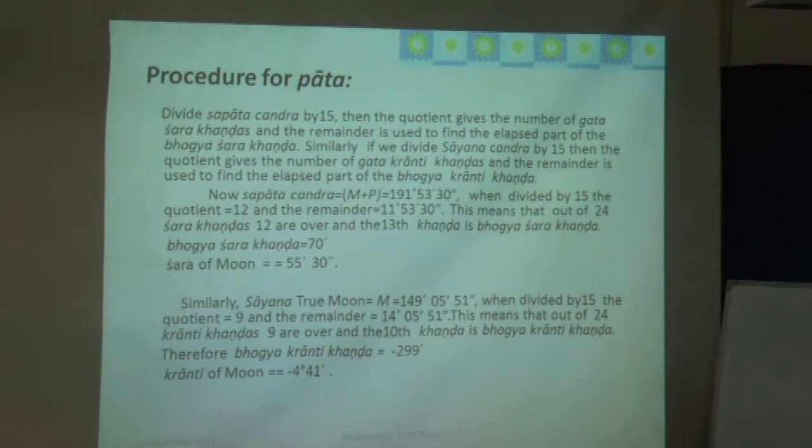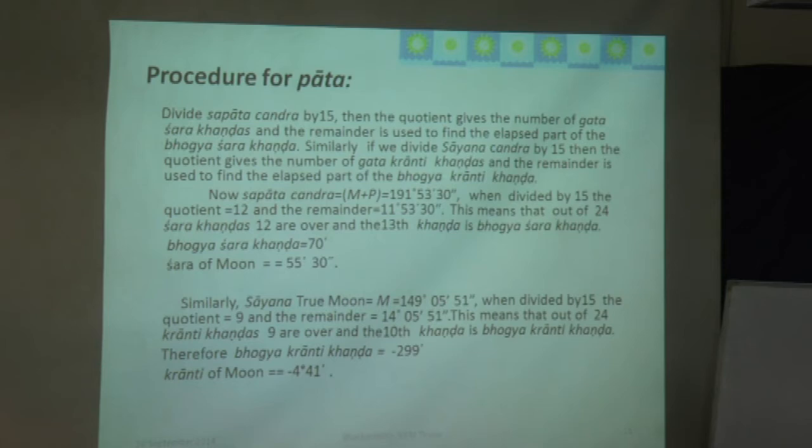The Bhoga Sharakanda we get as 70 minutes, and the Shara of the moon we get as 55 minutes 30 seconds. Similarly, the Sayana true moon is divided by 15 and then we find the Bhoga Krantikanda as well as the Kranti of the moon. The Kranti of the moon is minus 4 degrees 41 minutes.